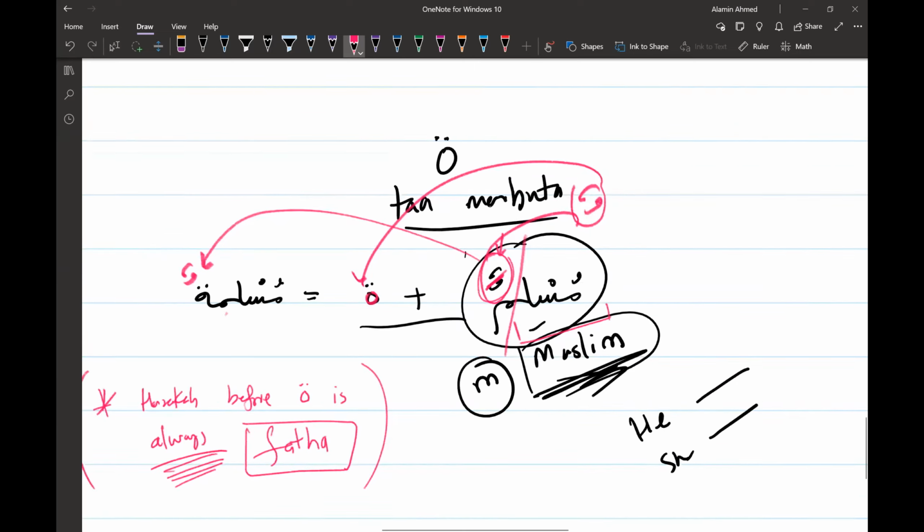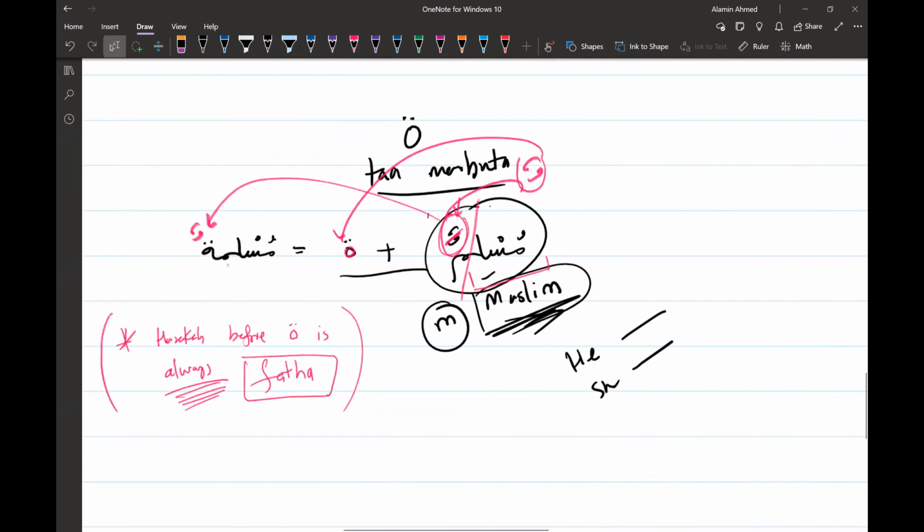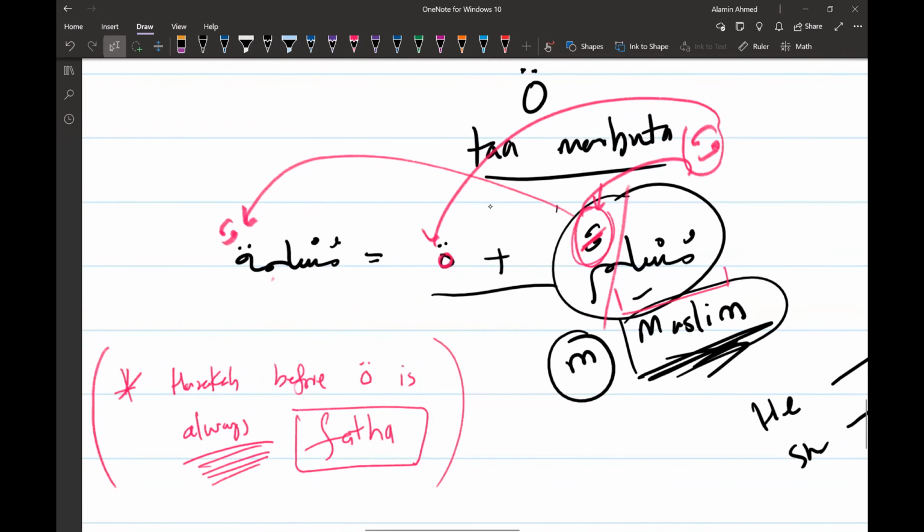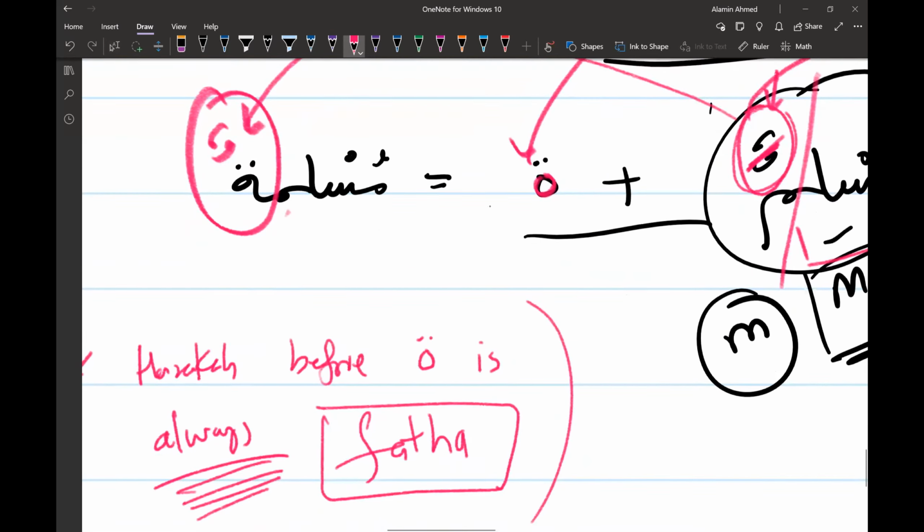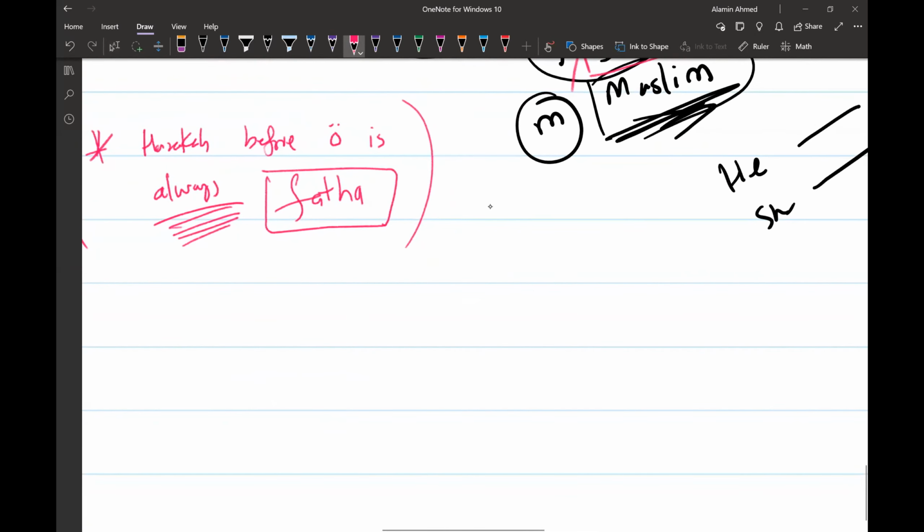Okay, inshallah, we'll talk a lot more about these things, but the only thing I wanted to show you is that this ta marbuta is very flexible, something that we have to add or remove as we see fit. Right now, for example, we started with muslimatun. How does it sound now? It sounds muslimatun.